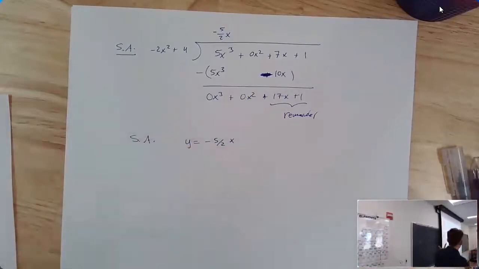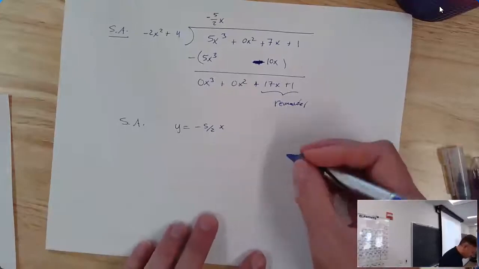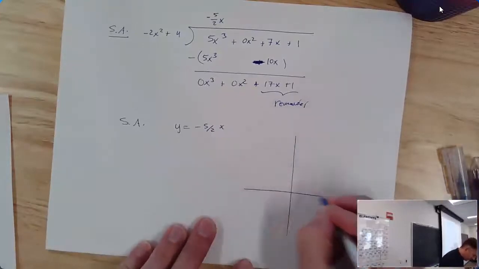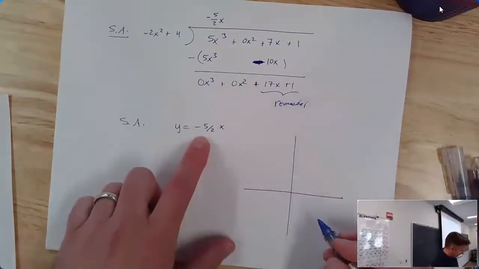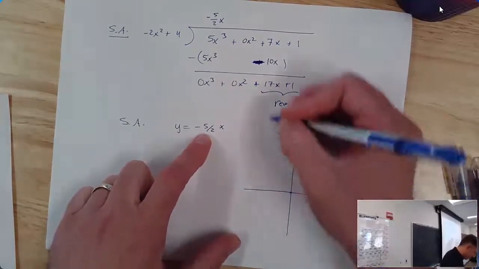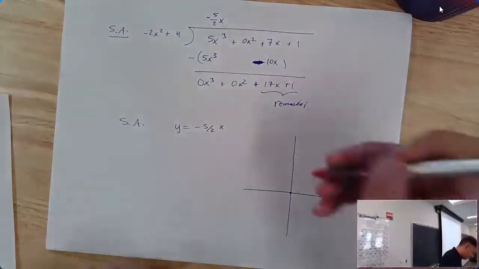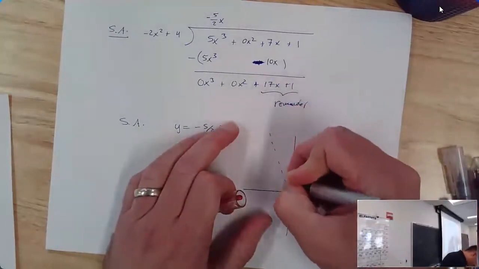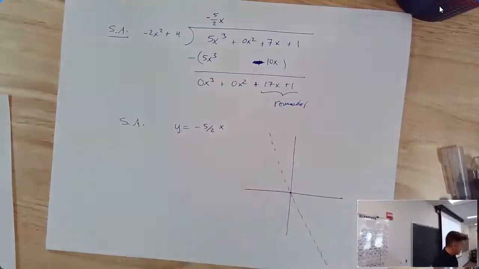Meaning if I was going to graph this thing, even though I don't really want to, I would have a slant asymptote that looked like that. So negative 5/2 x, it goes through the origin, and it's maybe looking like that. It's pretty steep. So there's my slant asymptote.